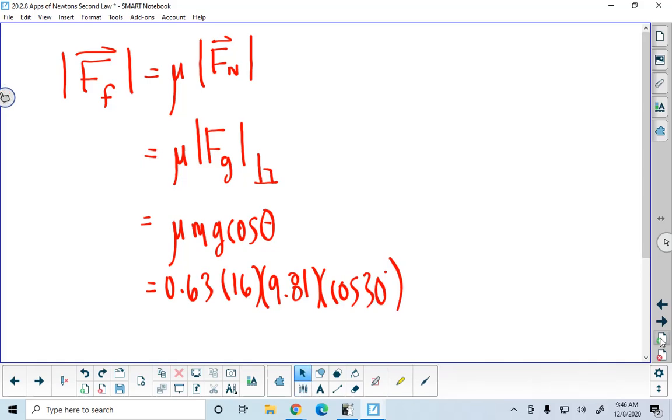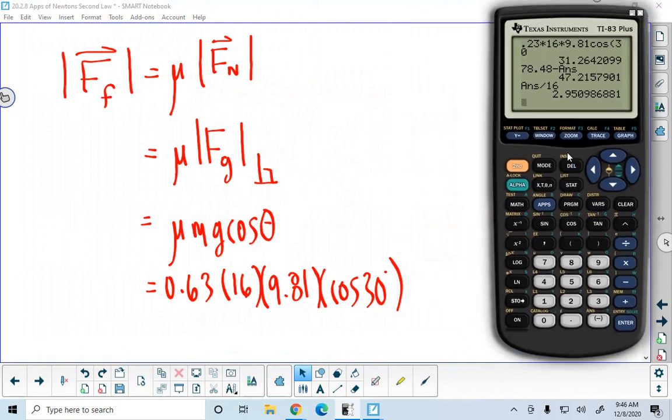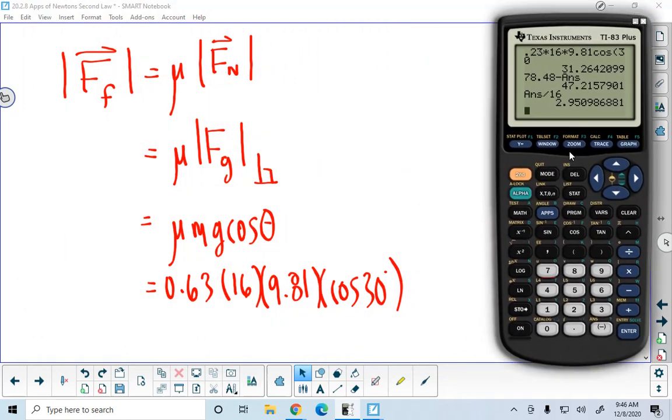And I don't know exactly what we get, but because I wrote the question a particular way, I know that this number is bigger than 78. That's the point of this third question. So let's see, 0.63 times 16 times 9.81 cosine 30 gives us 85.6 newtons.